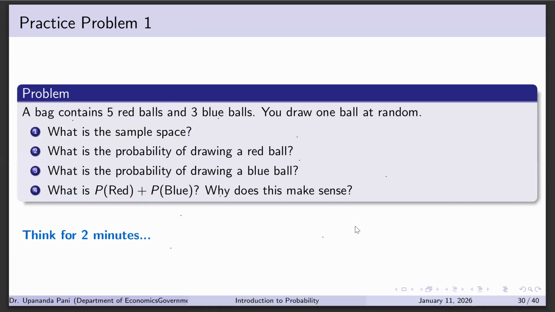Now a practice problem. We are going to end the session. A bag contains 5 red balls and 3 blue balls. You draw 1 ball at random. What is the sample space? What is the probability of drawing a red ball? What is the probability of drawing a blue ball? What is the probability of red plus the probability of blue? And why does this make sense?